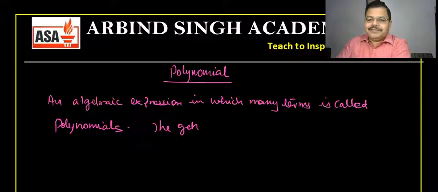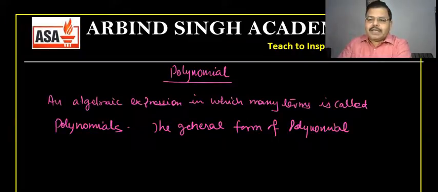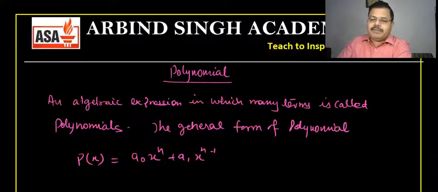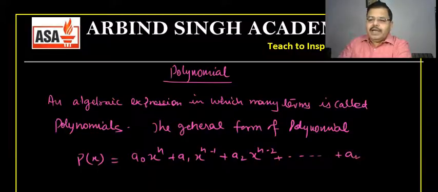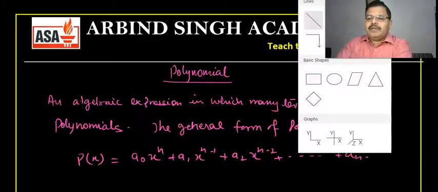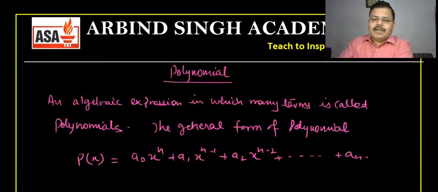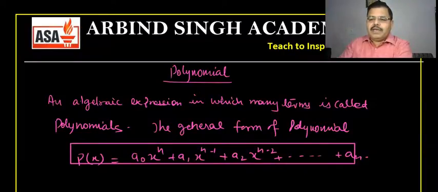So many terms, and the general form of a polynomial is described as P(x), where x is a variable, so it is called a polynomial in x. It is a0 x to the power n plus a1 x to the power n minus 1 plus a2 x to the power n minus 2, like this up to an. This is the general expression of a polynomial, and it is described as a polynomial in x.